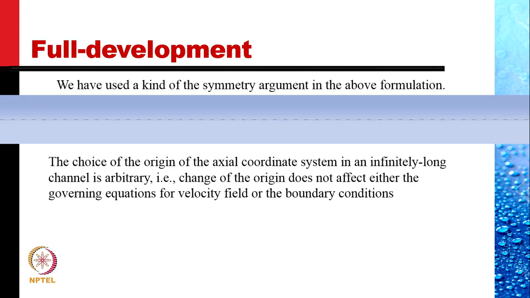The choice of the origin of the axial coordinate system in an infinitely long channel is arbitrary, i.e., the change of the origin does not affect either the governing equations for the velocity field or the boundary conditions. In this pipe, if I choose the origin of z, the coordinate along the axis of the pipe, at this point or this point, and if this pipe is truly infinite in length, then it doesn't matter where we choose the origin. The equations as well as boundary conditions do not change. Do a thought experiment.